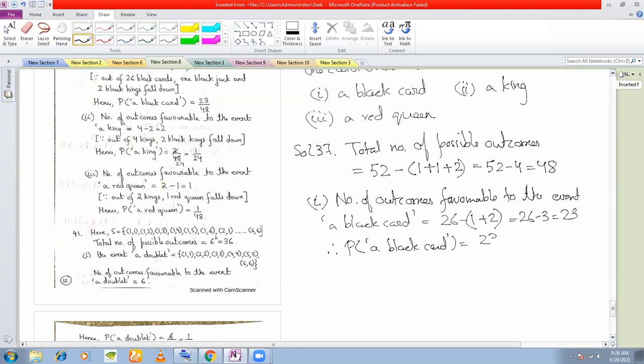23 black cards left, and the total number of possible outcomes is 48. So 23 by 48 is your first answer. Next question is a king. Number of outcomes favorable to the event.